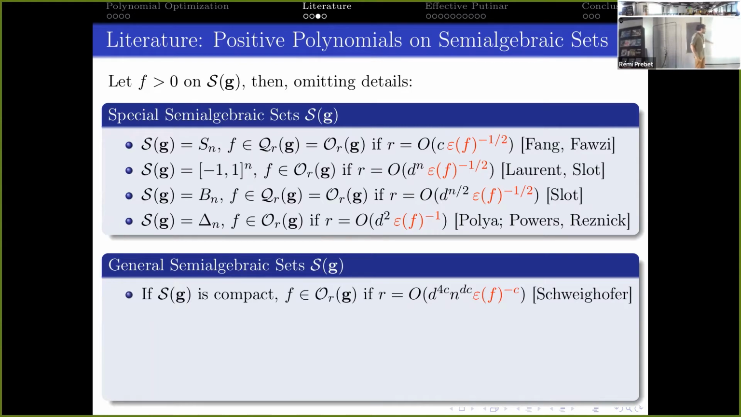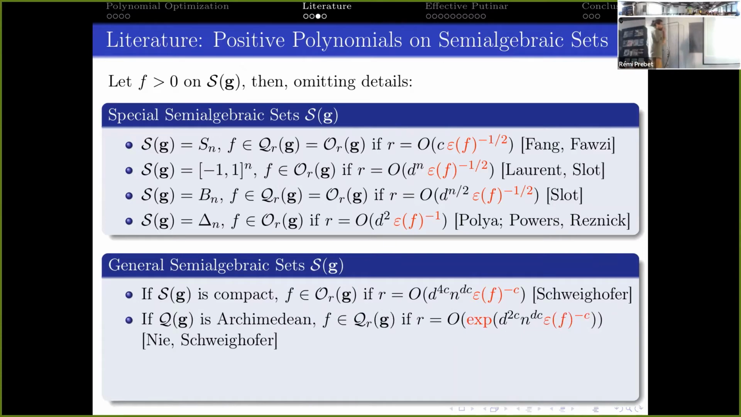This is a version of the Smooth Positivstellensatz proved by Marcus. If the set S is compact, then we have a dependence on the degree R which goes like epsilon of f to the power minus C for some C. And notice that this is very similar to these results, just this C is unknown and can be very big. So this gives slow convergence. We don't know the C.